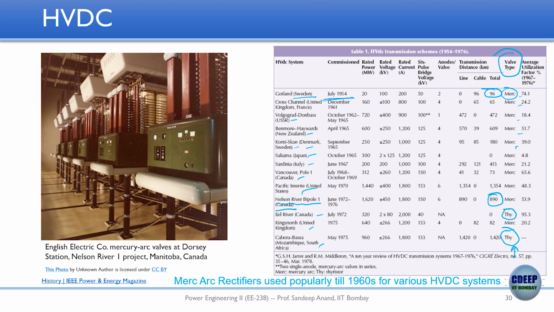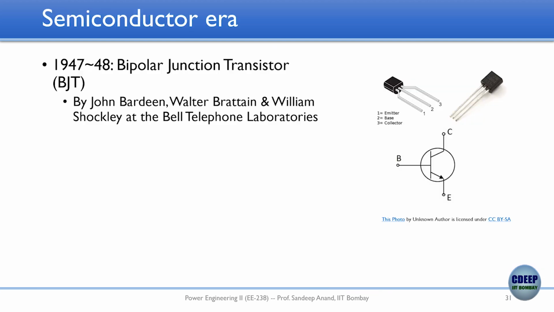So, mercury arc rectifiers were popular till the 1960s, mainly for various HVDC systems. Okay. Around the 1950s is when the semiconductor era started, right? The mercury arc valve was not a semiconductor. It helped in conversion of AC to DC, but it was still not a semiconductor. So the main semiconductor era, for a user, began from the 1950s or so.